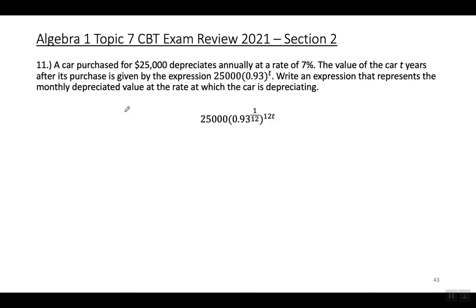All right, number 11. A car purchased for $25,000 depreciates. That means it goes down in value annually at a rate of 7%. The value of the car T years after its purchase is given by this expression. Write an expression that represents the monthly depreciated value at the rate at which the car is depreciating.